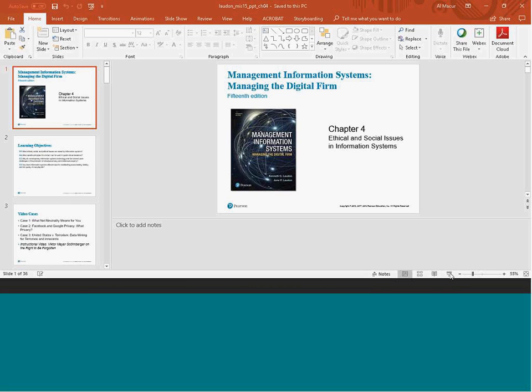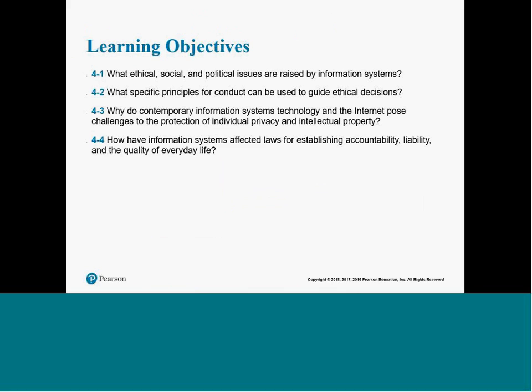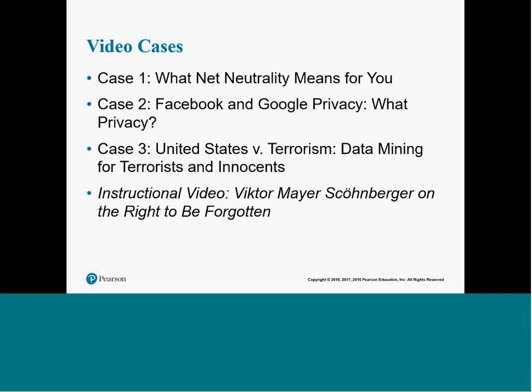Ethical and social issues within information systems is the topic for this chapter. What social and political issues are raised with information systems? What principles of conduct can guide ethical decisions? How do information systems, technology, and the internet pose challenges to protect privacy and property? And we'll look at how this is not the same thing as being anonymous. And how do systems affect laws for accountability, liability, and the quality of life for everybody?